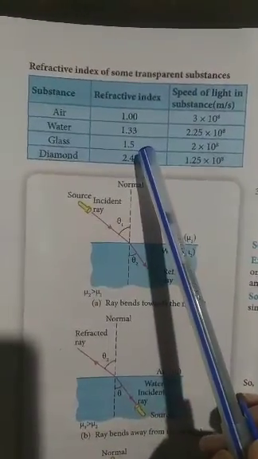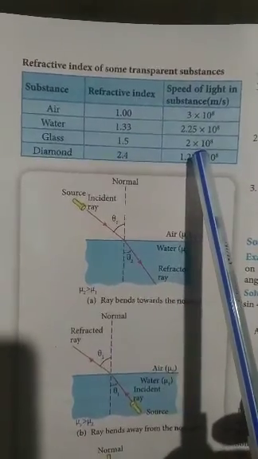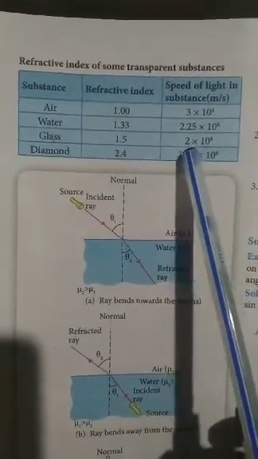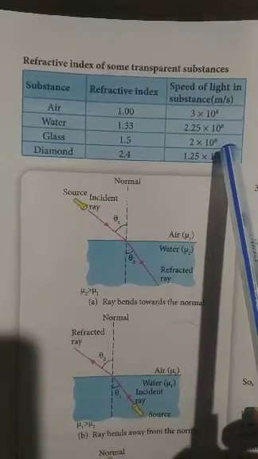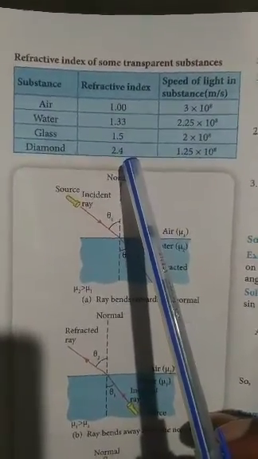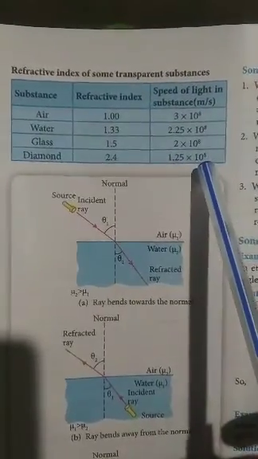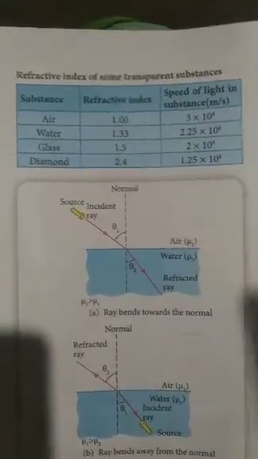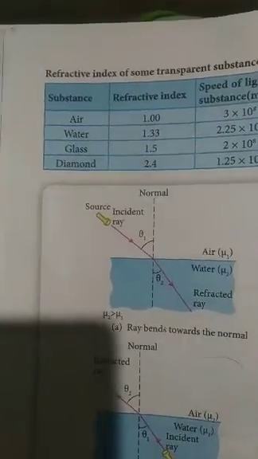In glass, refractive index is 1.5, so the speed of light in this medium is 2 into 10 to the power 8 meter per second. In diamond, its refractive index is 2.4, so speed of light in this medium is 1.25 into 10 to the power 8.